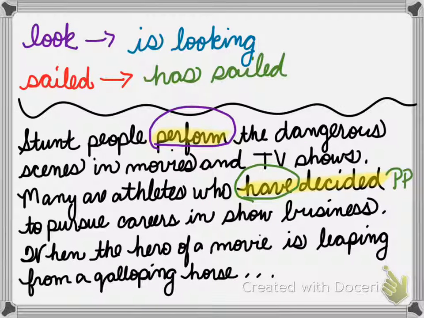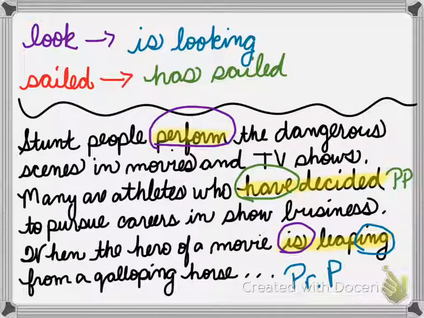When the hero of a movie is leaping from a galloping horse, and I stopped there because I ran out of room, but in this part we can see our verb phrase is leaping, and so again you want to identify. I have a helping verb and I have ing that is going to make it present participle.